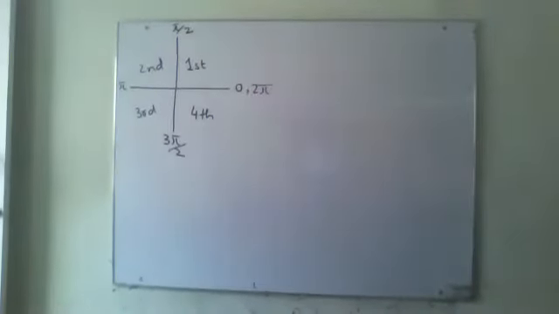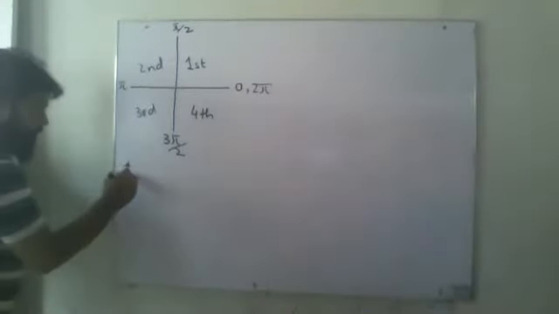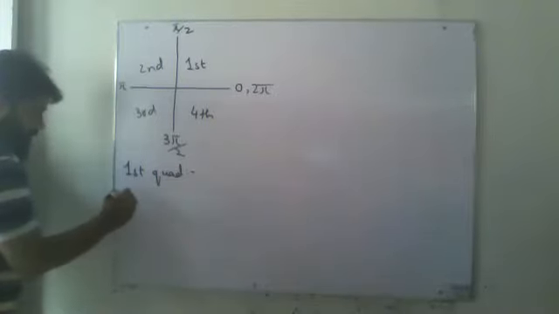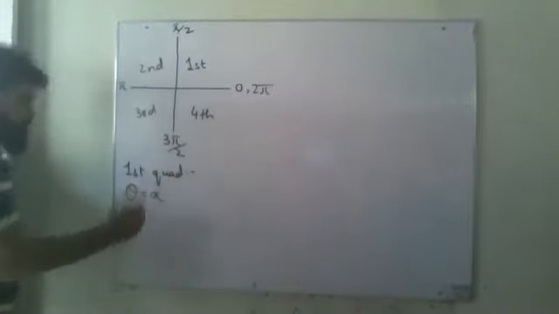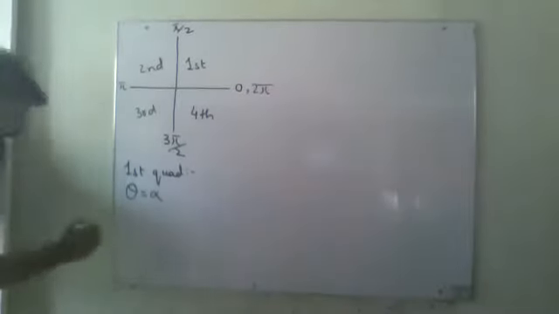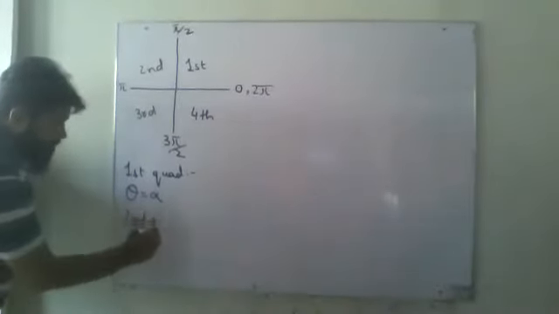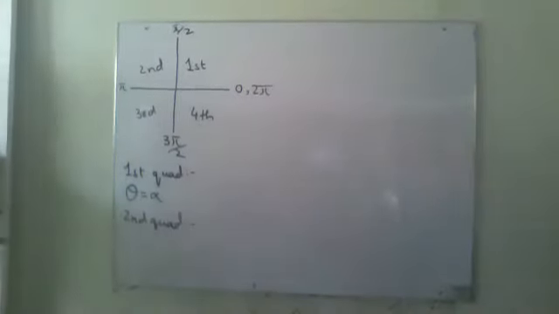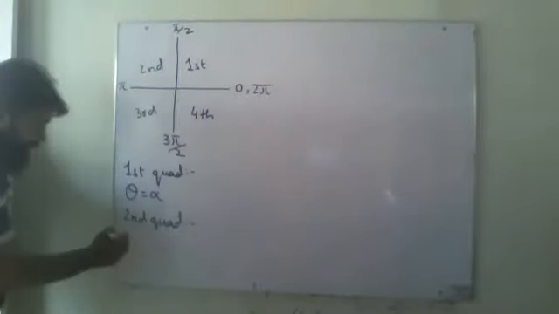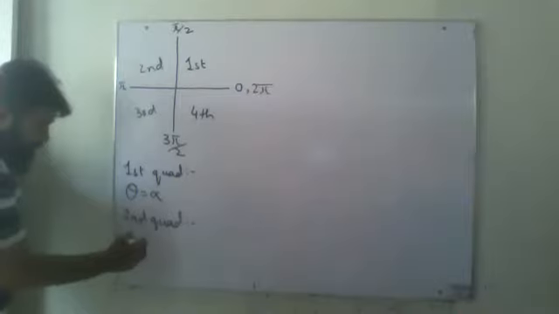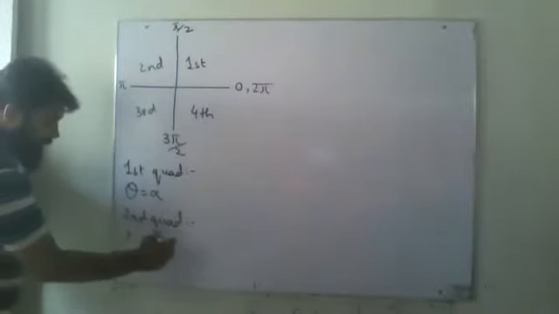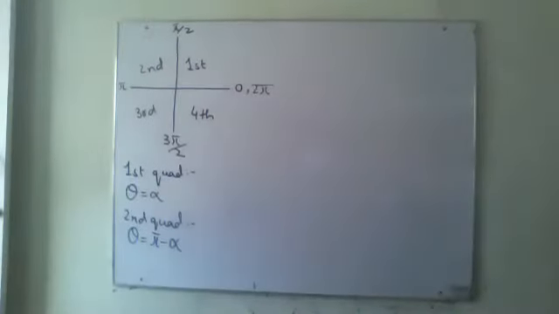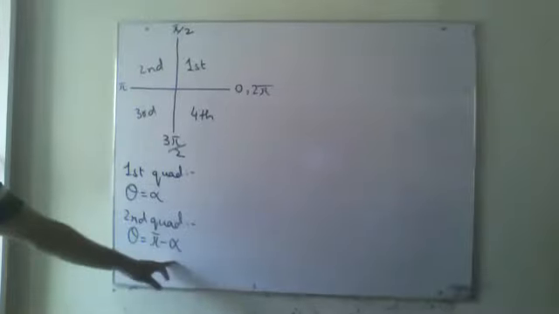Okay? So the formulas which we have done for the first quadrant: theta will be equal to alpha, no change in it. The second quadrant formula was 180 minus alpha. So instead of writing 180 now, I will be writing pi minus alpha. Instead of writing 180, I will be writing pi minus alpha.